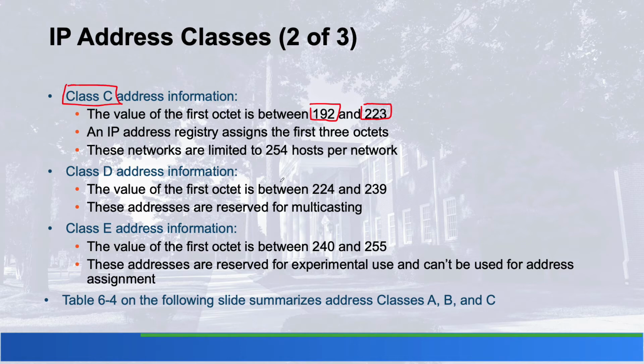If the value of the first octet is between 224 and 239, that is going to be a Class D address. Remember, we don't use Class D for computers. We use it for multicasting, which is something that we're going to do when we get into advanced networking. If the first number of the IP address falls between 240 and 255, it's a Class E address.